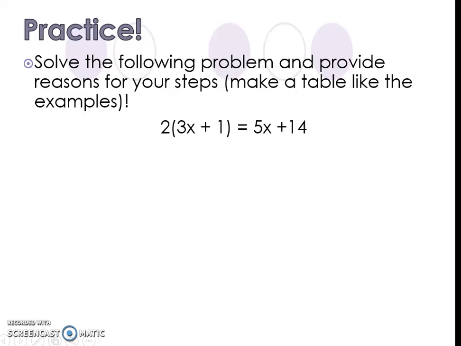I want you to solve each step by using the property, and solve for x at the end. And as you solve it, I want you to write the properties for each step next to it. So make a T-chart and do this problem. So please pause the video and solve and write the properties and then check with the key. Pause the video.